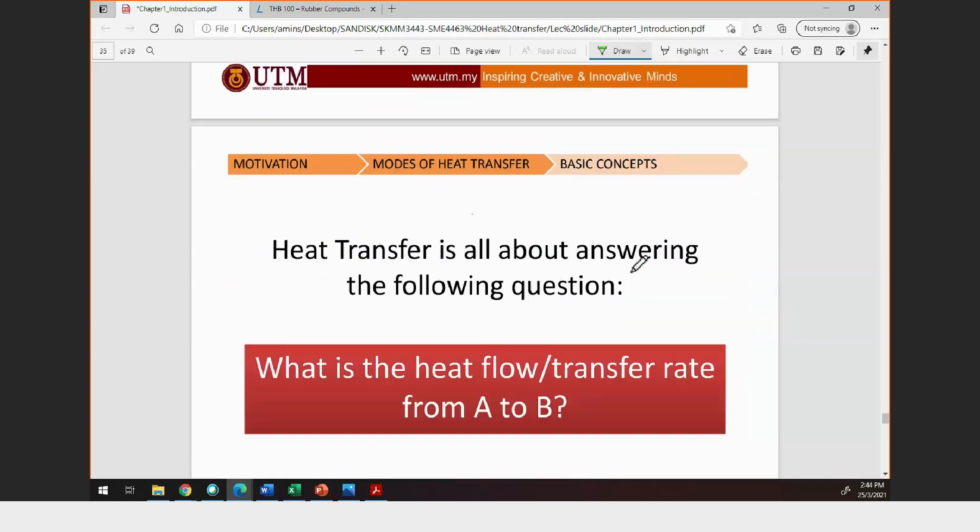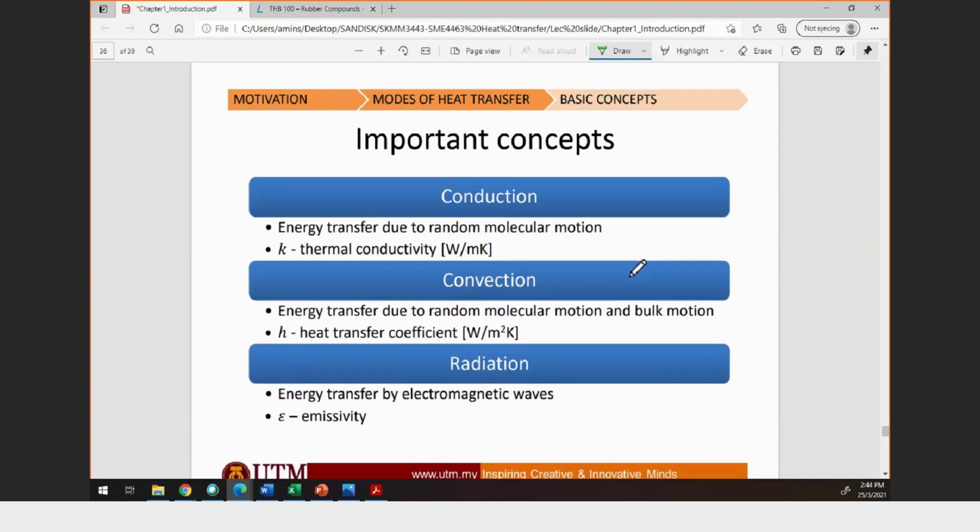Okay, so basically what you learn are these three modes of heat transfer: you have conduction, you have convection, and you have radiation. The important concept in conduction is the thermal conductivity. The smaller the thermal conductivity, the lower the heat by conduction. So Q conduction is a function of k. The lower the thermal conductivity, the lower the heat conduction.